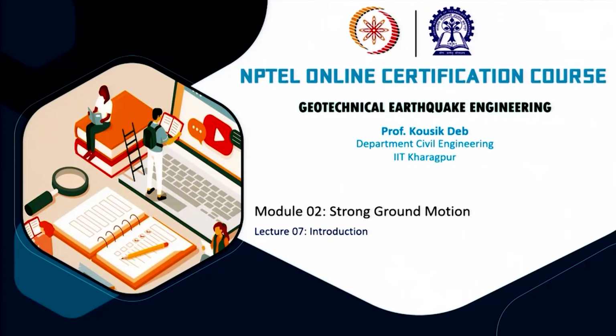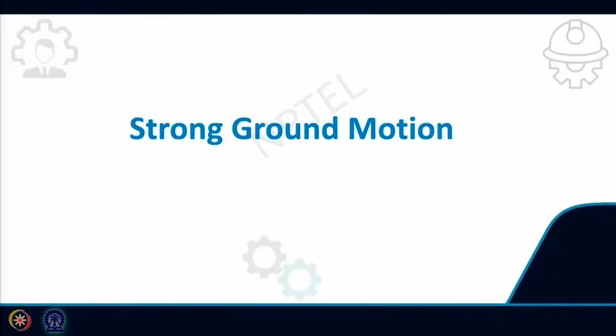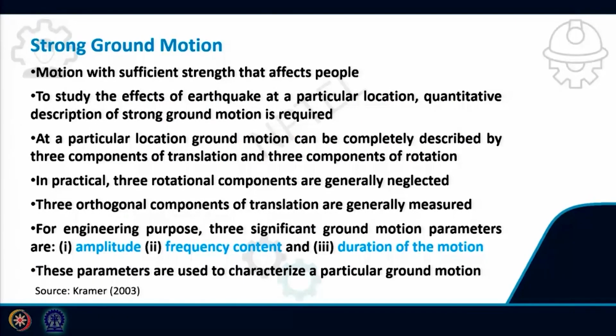First we define what strong ground motion is. Then I will discuss the other parameters and how to measure those parameters. Strong ground motion is motion with sufficient strength that affects people. That means during the ground motion, the portion of motion that has sufficient strength to affect people is called strong ground motion. And we can define what the strong ground motion duration is. Those things we will discuss.